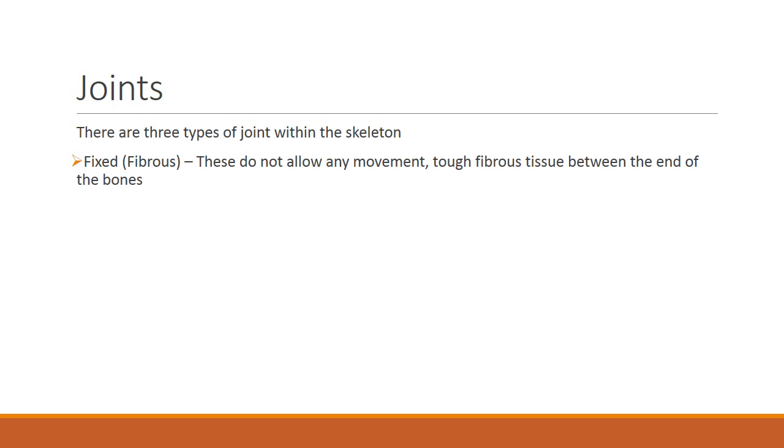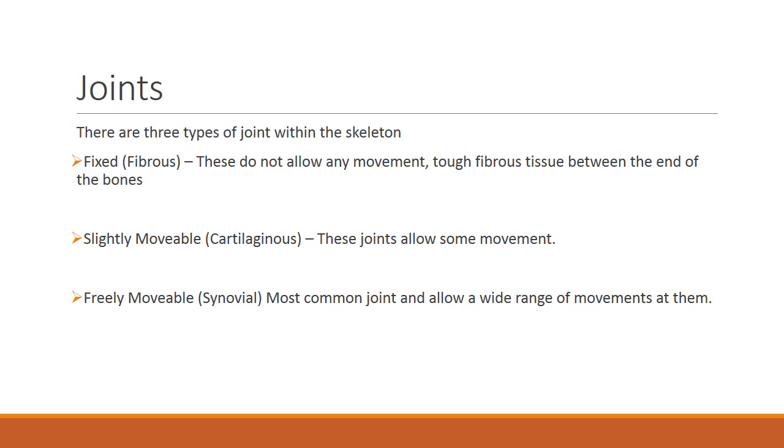Okay, there's 3 types of joints within the body. Okay, so it's fixed. They don't allow any movement. Real tough, real rigid, and there's a real tough tissue at the end of the bones. Then slightly movable. These joints allow a little bit of movement, but not a lot, as it's obviously within the name of itself. And again, freely movable, which are known as synovial, which is a fluid in the joint that sort of lubricates the joint and allows that movement. This is the most common joint and allows a wide range of movement.